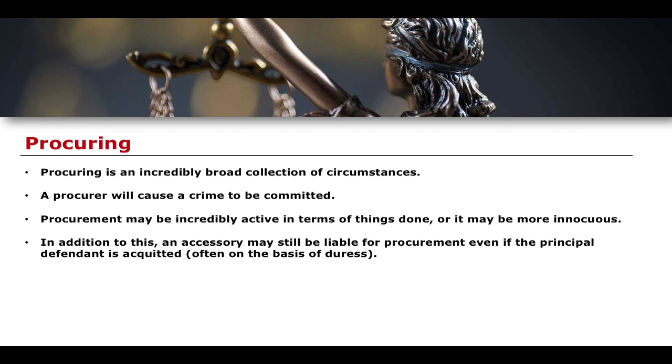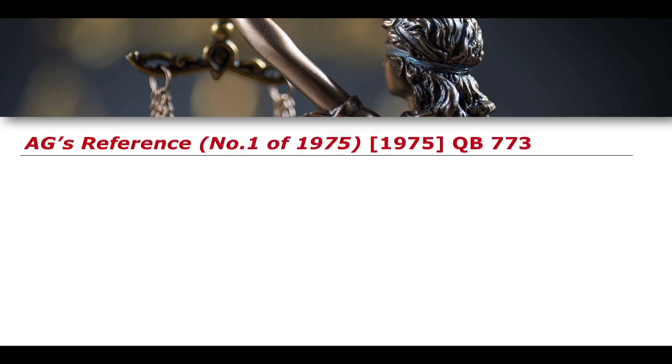This is often done on the basis of duress, so they can claim that they are found not guilty on the basis of the defence of duress. But that could still mean that the accessory is liable for the procurement of the offence, even if the concept of duress is valid in a particular circumstance. Let's illustrate this by looking at AG References, the first of the 1975 case.